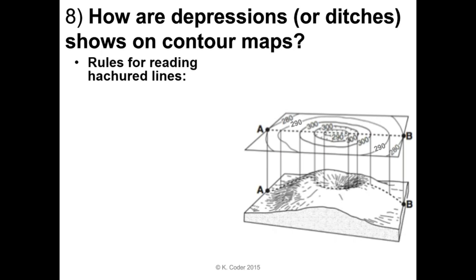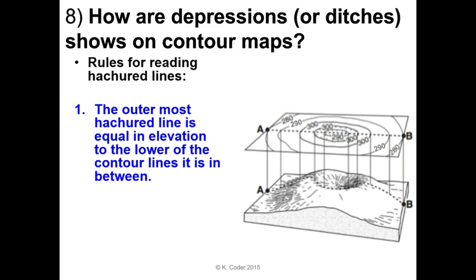If you look at the image on the right-hand side here, we have the contour lines that are labeled with their elevations. But in a three-dimensional picture, we see that there's a decrease, like this could be a volcano of some sort. So what we're going to do is the outermost hatched line is equal to the elevation of the lower of the contour lines it is in between.